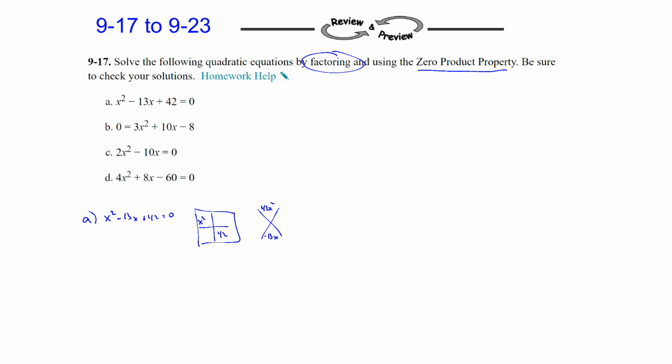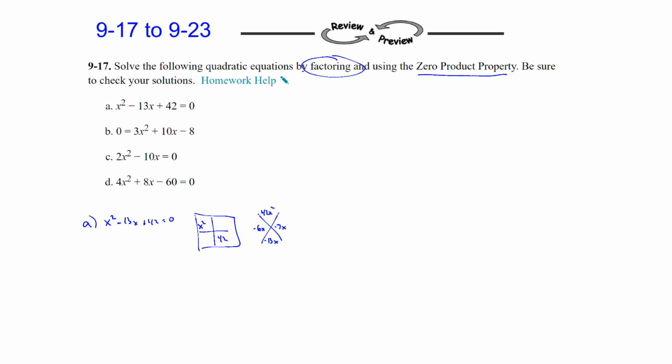that are going to add to give us negative 13x tiles. And so as you look at your factors of 42, negative 6x and negative 7x will allow us to get the product of 42x squared and then add the sum to get negative 13x. So those are the two values that we'll use to split up our x tiles. And then now we're able to find the length and width based on that information. So this now factors to x minus 6 and x minus 7.